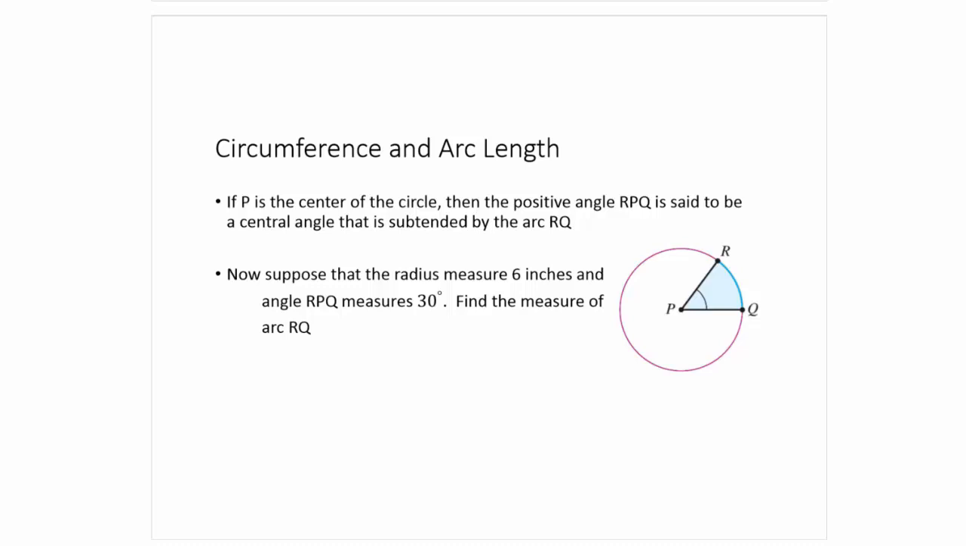Here, P is the center of a circle, and we have a positive angle, RPQ, which is said to be a central angle that is subtended by an arc, RQ. All right, central angle. So P is the center of the circle. It can then form a central angle of the circle. And so then we have this angle RPQ as we've described before. So now it's inset in a circle rather than being two rays. And what we see here is we have this arc RQ. So this arc right here, RQ.